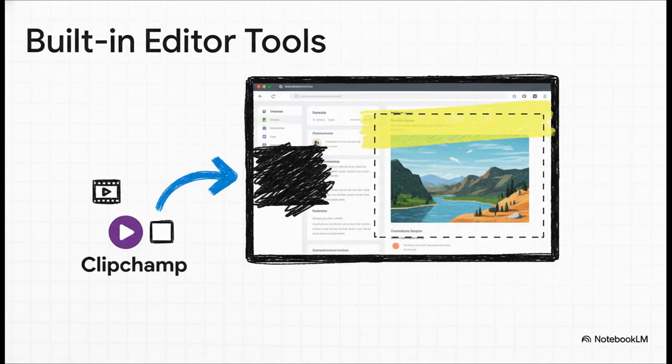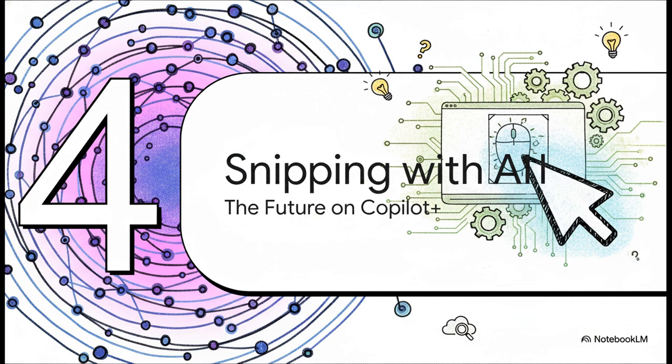The built-in editor is also way more powerful than you'd think. You can draw on your snips, highlight key info, and, this one's a huge time saver, quickly black out sensitive information like an email address before you share it. And for your video clips, it even has a direct link to Clipchamp, so you can easily add things like audio or captions.